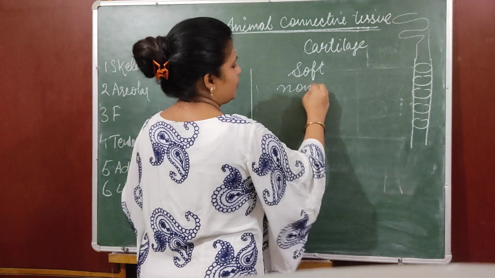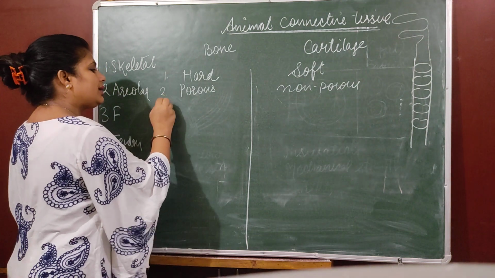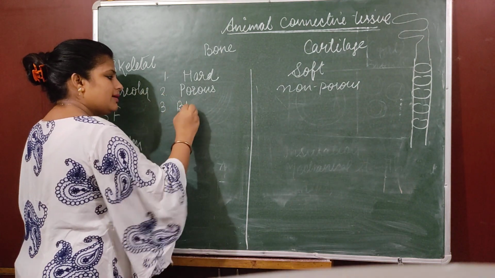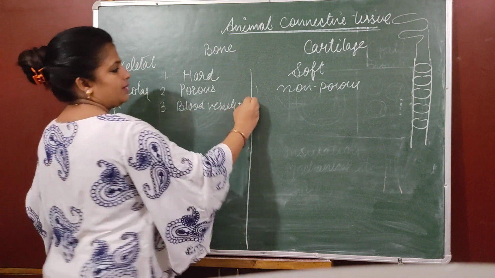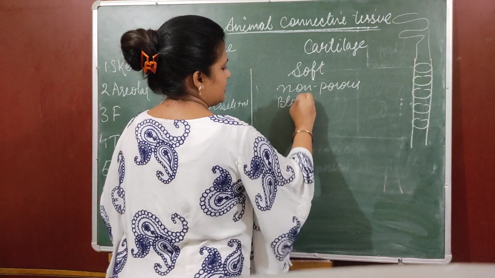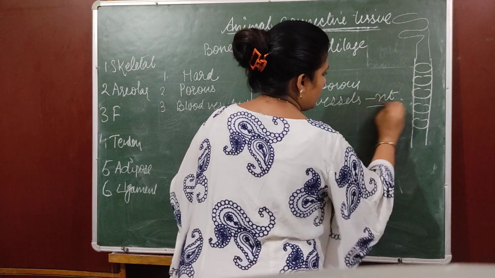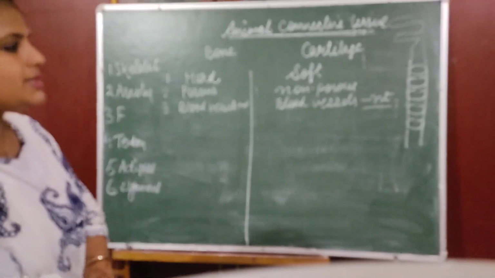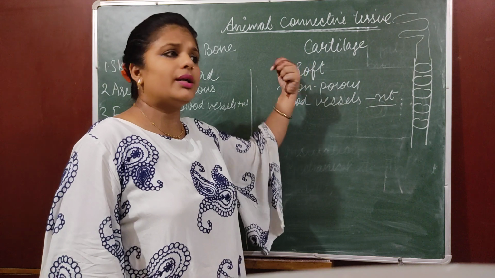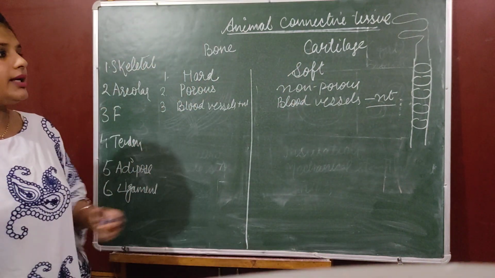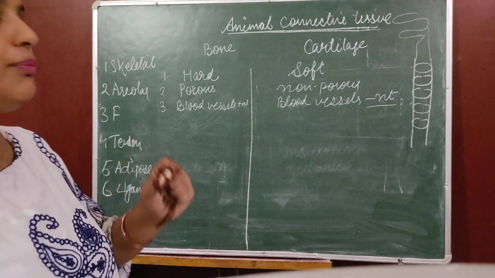and cartilage is non-porous, and bone contains blood vessels. Blood vessels present. Blood vessels absent in cartilage. Now you might be thinking, if blood vessels are absent, don't write like this in the paper. I don't have space, that's why I am writing here like this. If blood vessels are absent, then how are they getting nourishment? How are they getting gases for respiration? They get nourishment, nutrients or gases from their neighboring cells with the help of diffusion.